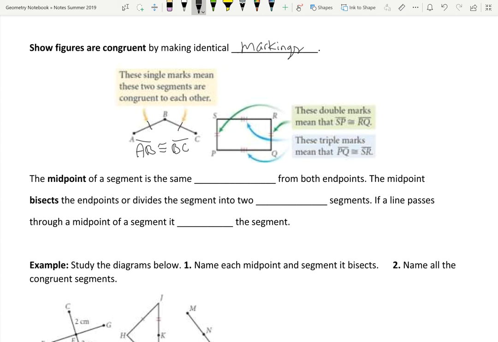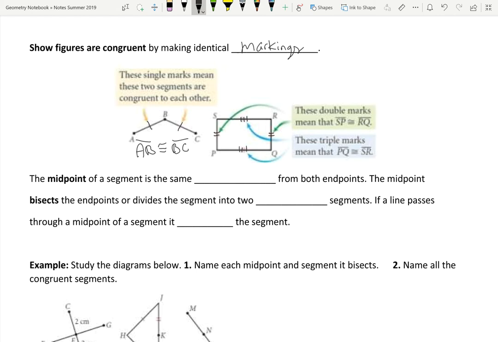And in the quadrilateral SRQP, the double marks mean that SP and RQ are congruent. So these double markings here mean that these segments are congruent. The triple marks here mean that SR and PQ are congruent to each other.